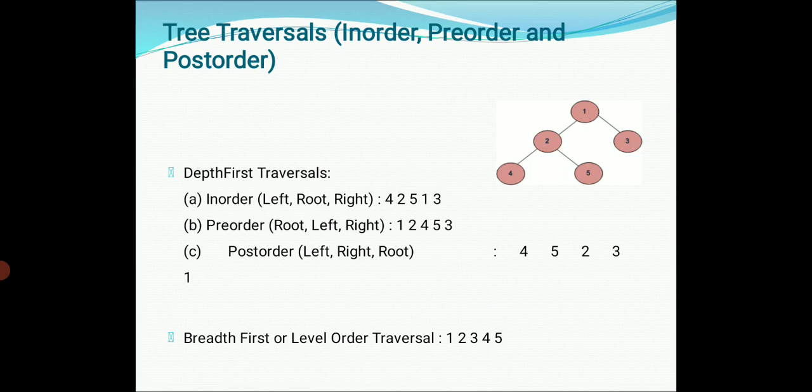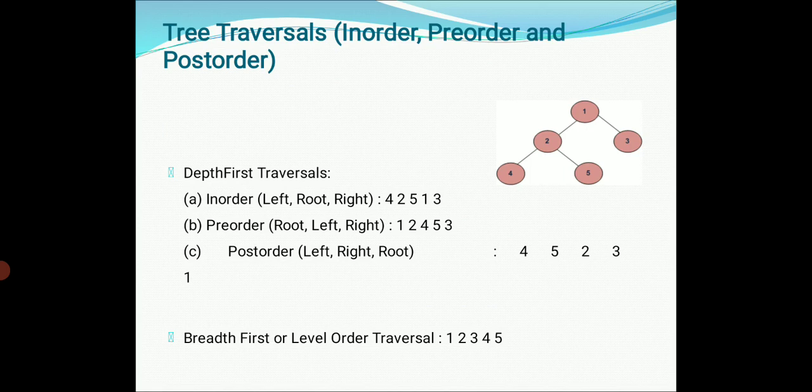Then the post-order traversal, where values are written using left, right and root. So the left node is 4, then the right node is 5, then writing the root node, that is 4, 5 and 2. Then the left subtree is over. Then go to the right subtree, that is 3. Then the last is the root node, that is 1. So that finishes in-order, pre-order and post-order.